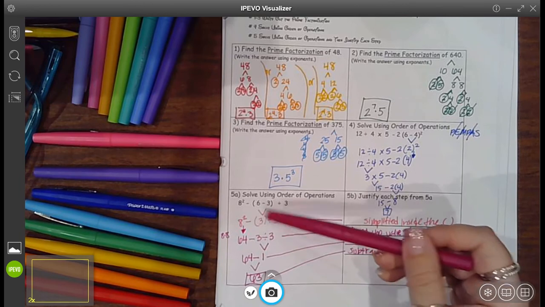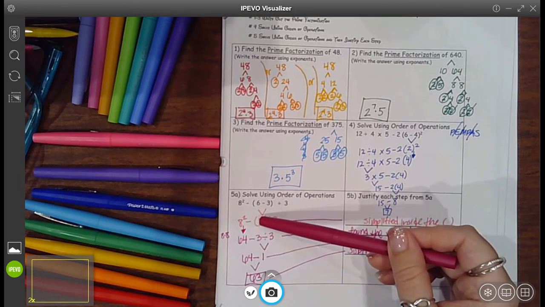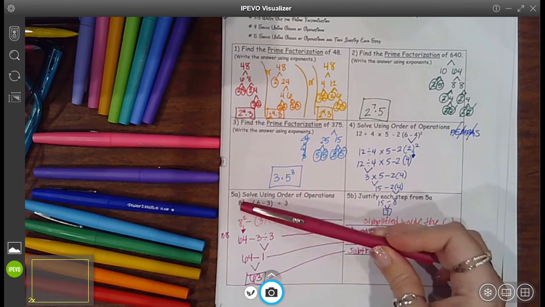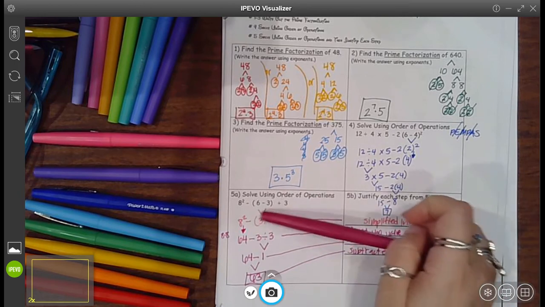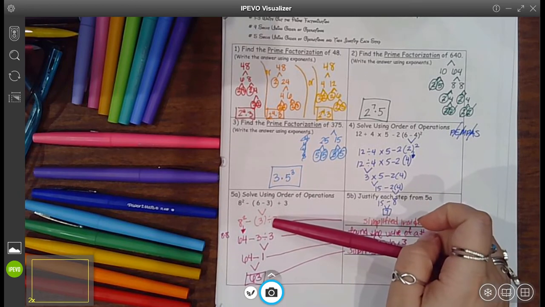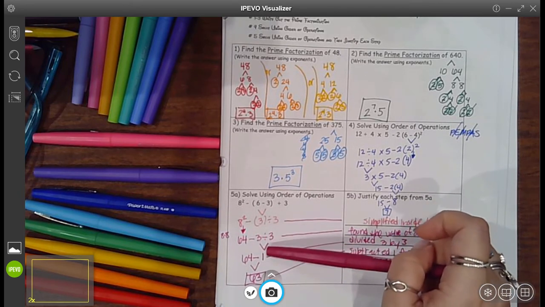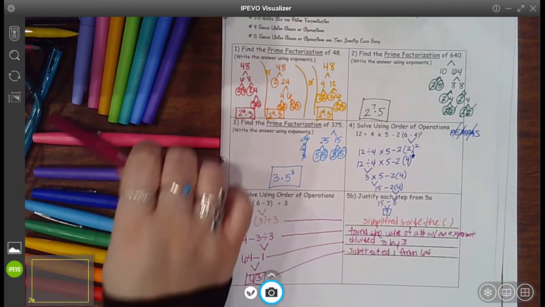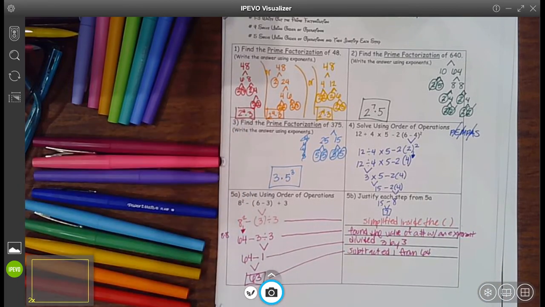So I strongly recommend that you bring things down, and then you forget about everything up above, and now you just focus on this line. Then simplify this line and keep going. All right, if you got those right, congratulations, my little mathematicians. If not, we have plenty of extra practice with order of operations, so go ahead and give them a try.